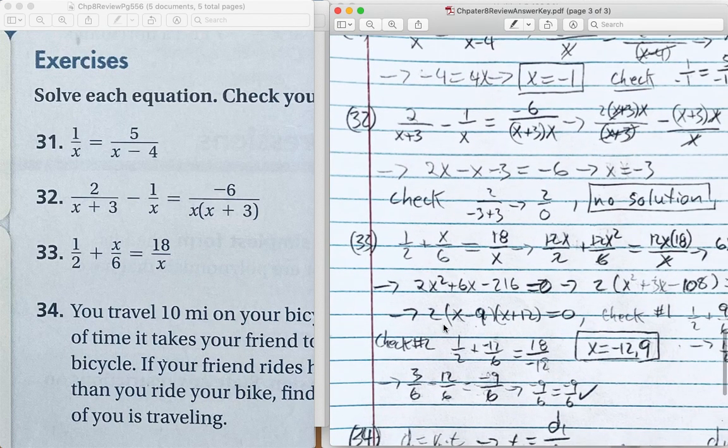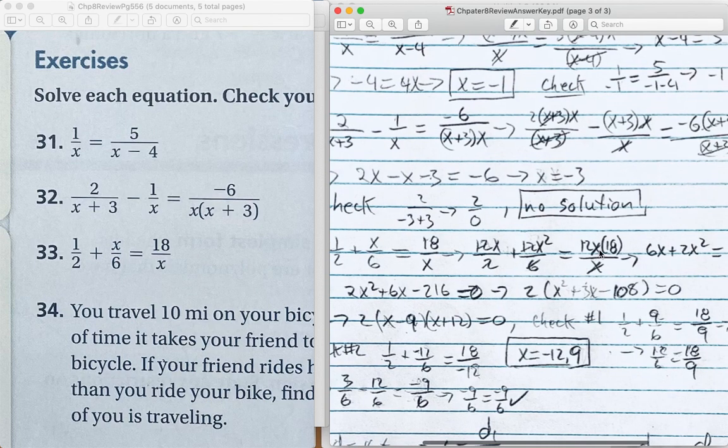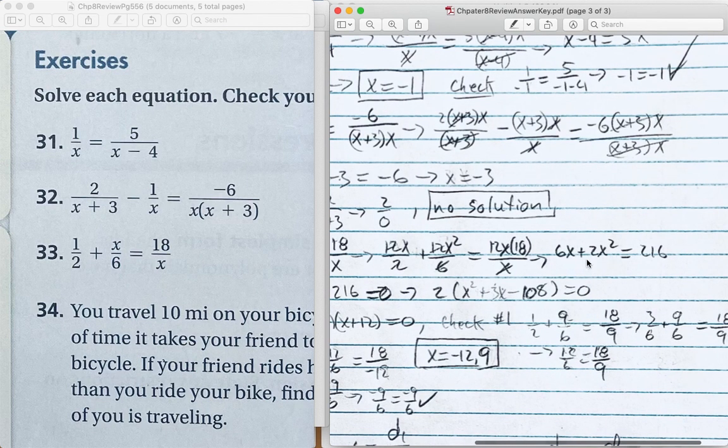For number 33, I have 1/2 plus x over 6 equals 18 over x. I'm going to multiply everything times all the denominators. So 2 times 6 times x, so that's 12x. So 12x top and bottom. The 2 divides into the 12, gives me 6. The x stays. Here, 12x times x is 12x squared divided by 6, so this turns into 2x squared. Here, the x cancels, and I have 12 times 18. So that gives me 6x plus 2x squared equals 216.